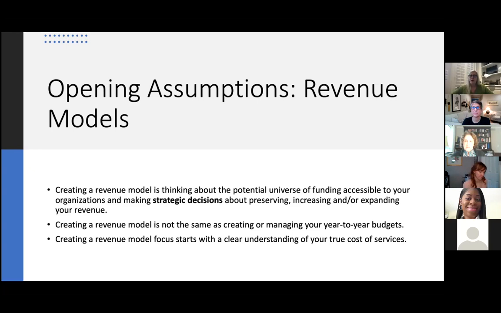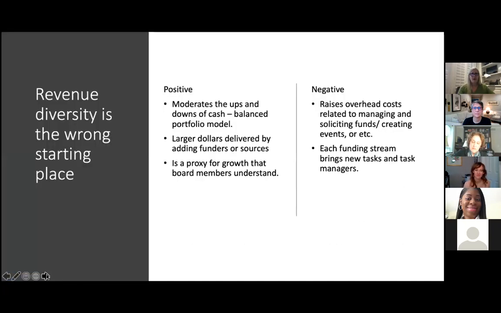It starts, and this is the most critical foundational component of revenue model creation, with an understanding of your true cost of services and your true costs of raising whatever capital you are raising, whether that is managing an endowment and paying all the investment advisors, or whether that is creating an event and running that event and all of the direct costs of that, but also the indirect costs of that, and really understanding what those look like. So that is number one.